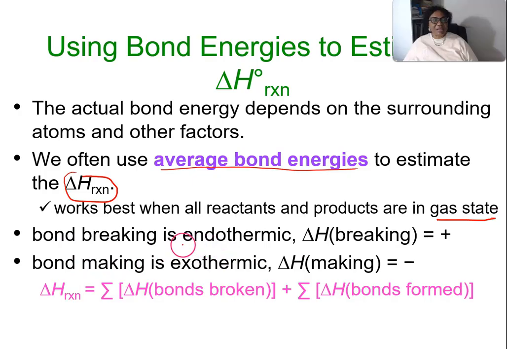Bond breaking is endothermic. I want you to take note of that. It means it is positive. And bond making is exothermic. That is negative. So delta H reaction is the sum of the bonds broken plus the sum of the bonds formed. Take note, bond formed is negative and bond broken is positive.